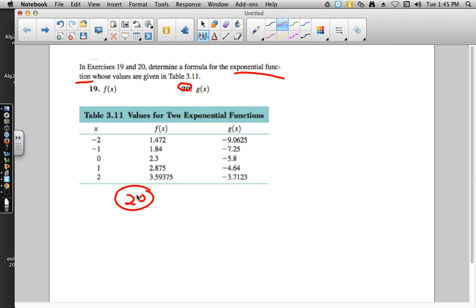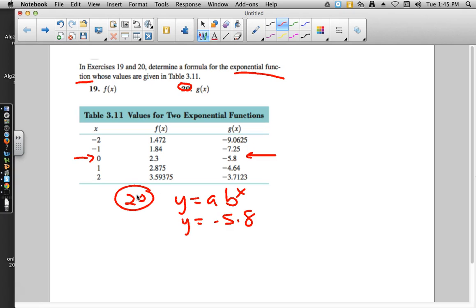So there's two things I'm looking for. Again, I'm thinking about that y equals a times b to the x, that simple model that we have for exponential functions. And a is always the initial value, and that's where we have an x of 0. So for g, that's going to be a negative 5.8. And then the next thing that I need is b. And b is the base that we have. And what that tells us is that's the number that they are multiplying by each time.